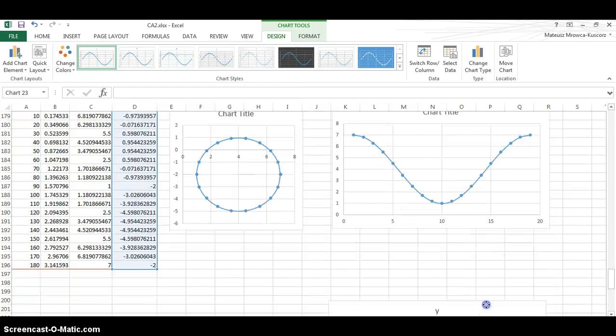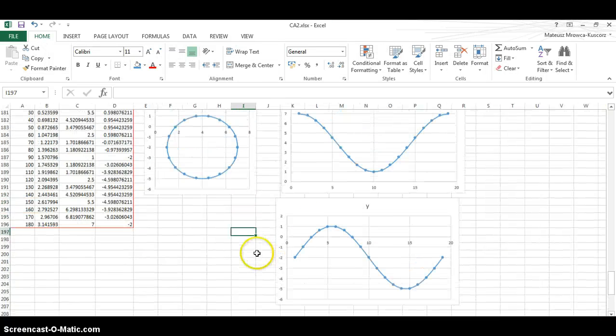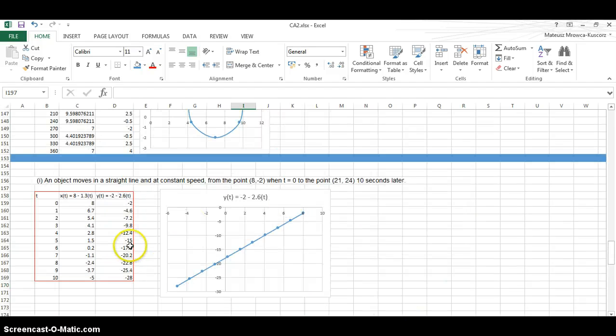Okay, so that is how you can create a circular motion, wave type motion, and a straight line graph.